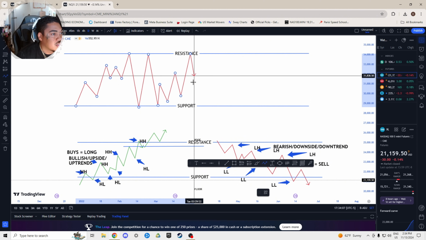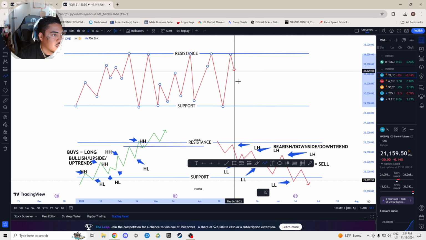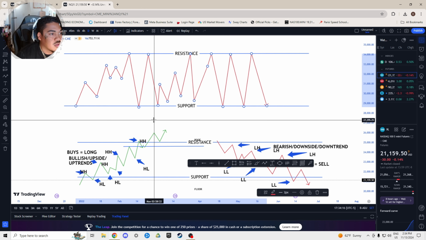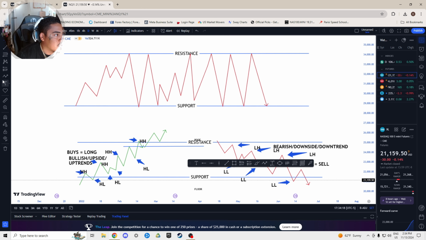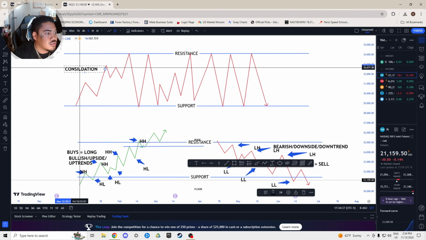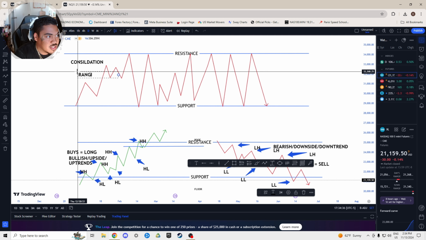Now, what do y'all notice? So this condition right here, I'm gonna call this consolidation. Hopefully I spelled that right. If not, don't judge me. Consolidation. You can also call it ranging. Where's my text tool? Ranging. I cannot spell.